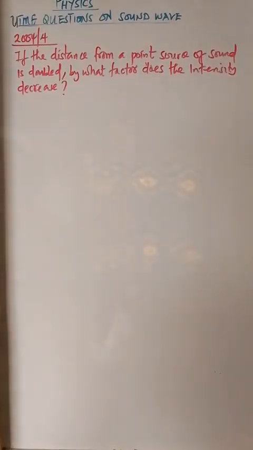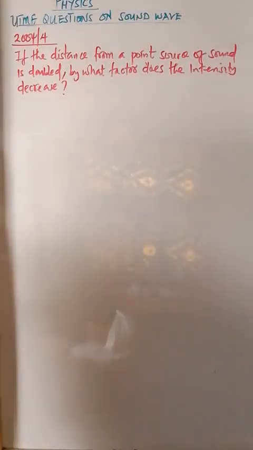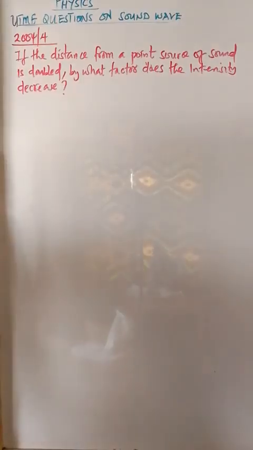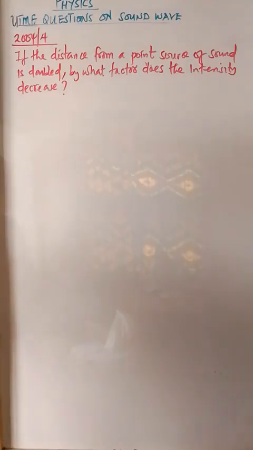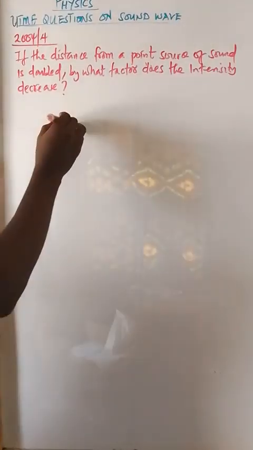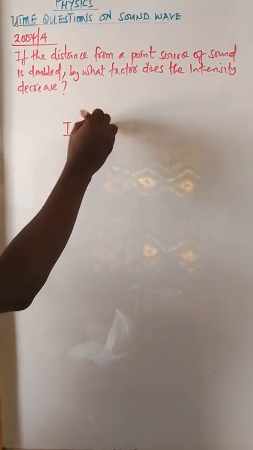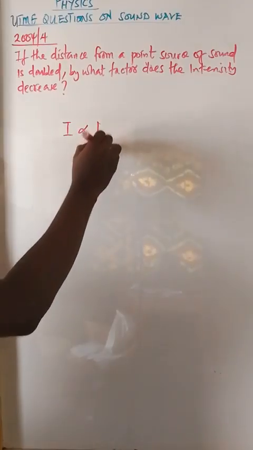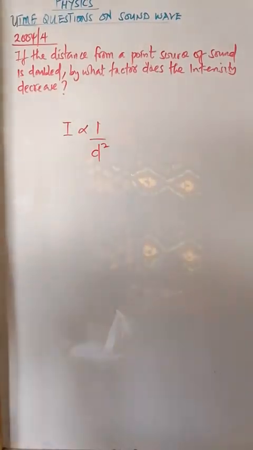This will be the last question. If the distance from a point source of sound is doubled, by what factor does the intensity decrease? Recall during the course of the lecture, when I was explaining intensity as one of the characteristics of musical notes, I said that intensity is inversely proportional to the square of the distance between the point source and the observer or listener.